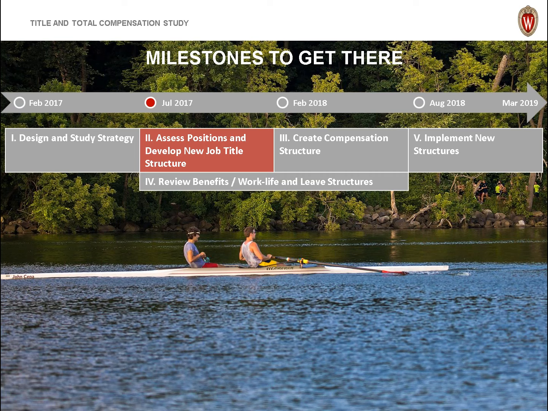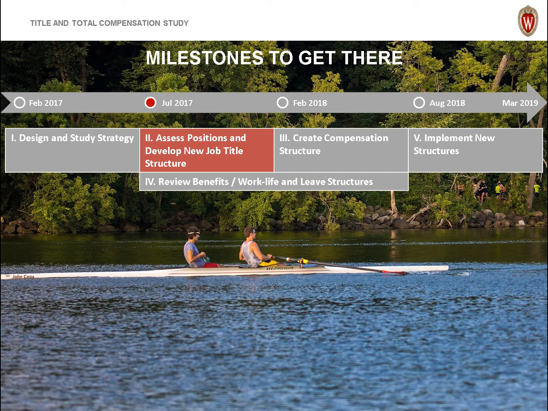They met with academic staff governance, university staff governance, HR individuals, managers, senior leaders, and other employees. And really the key question that they asked was, what's not working well today? What do you want to see changed? Really, what are your hopes and dreams when you think about what the title and total compensation study might achieve?